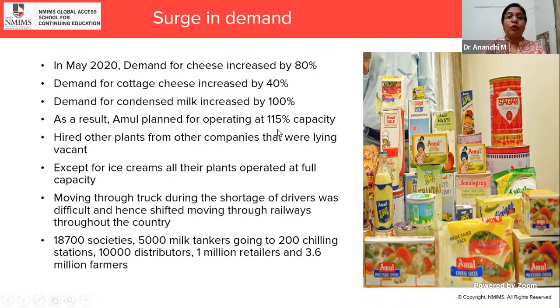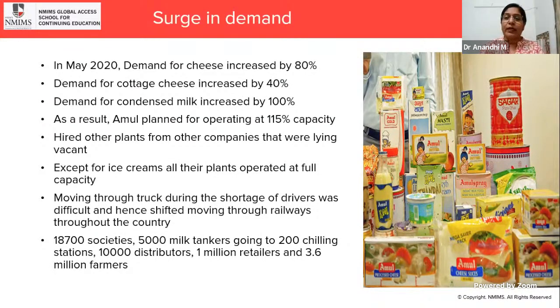So Amul planned for operating at 115% capacity. How is that possible beyond 100%? What they did was, they hired the vacant facilities from other milk producers. So for them, they got the rent. And for Amul, it was the production that was happening in full capacity. So they hired it, and those vacant facilities also were used for their production.